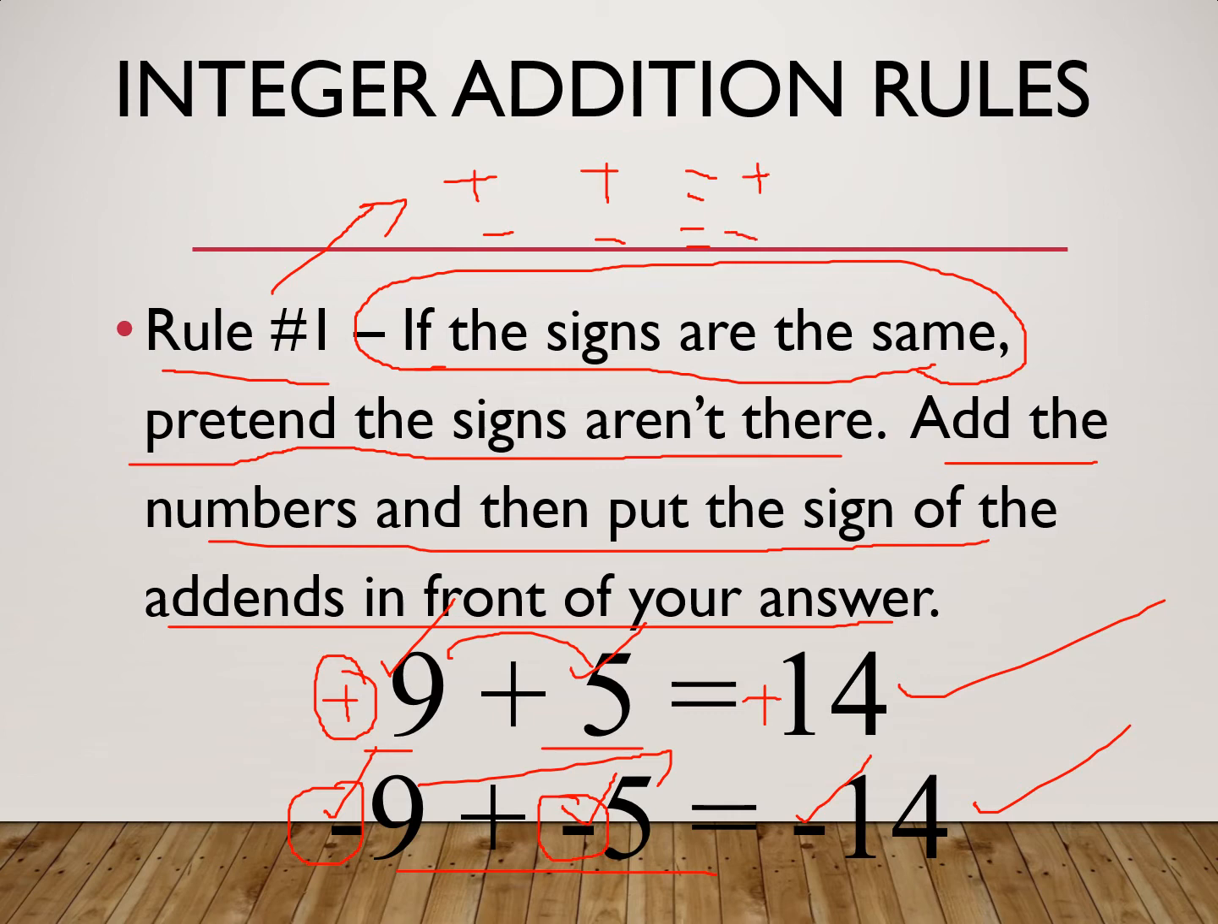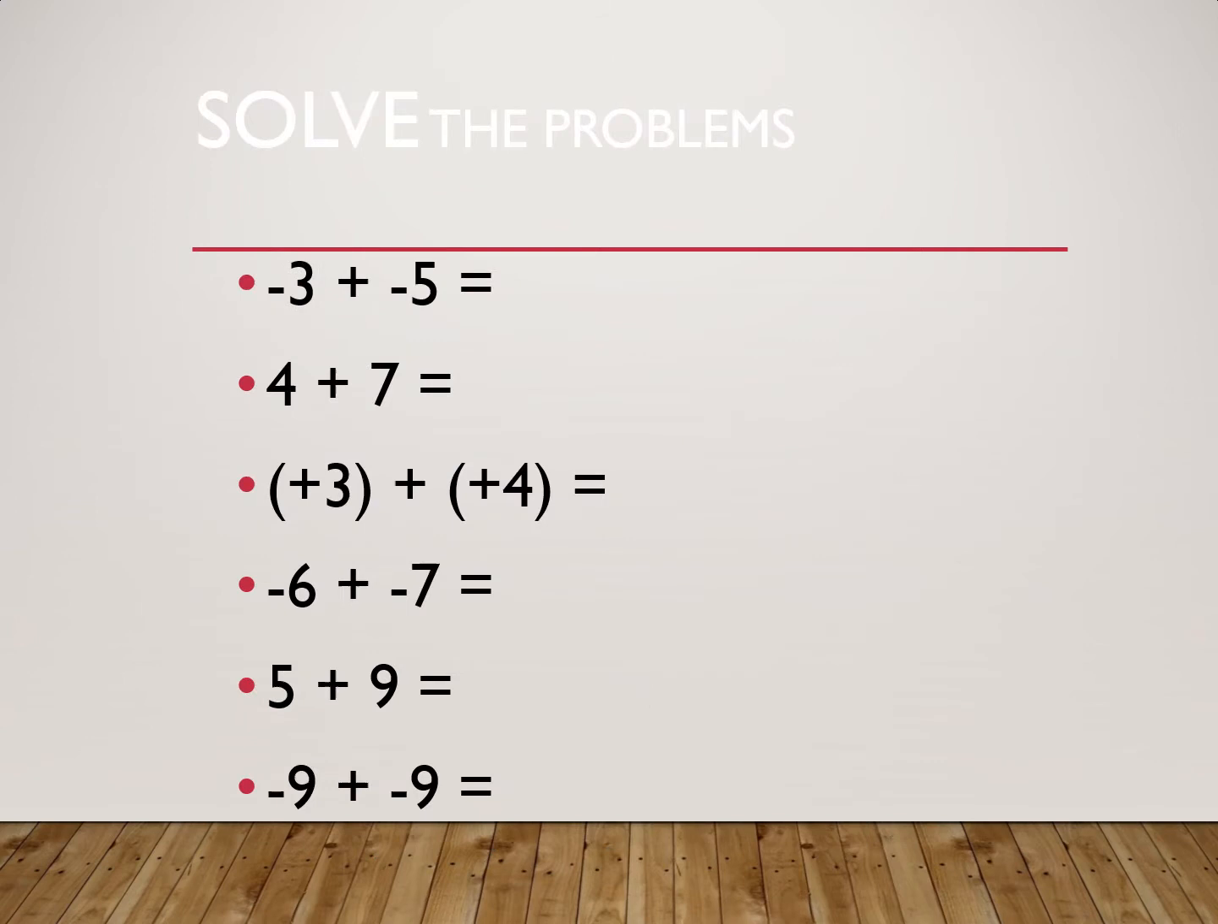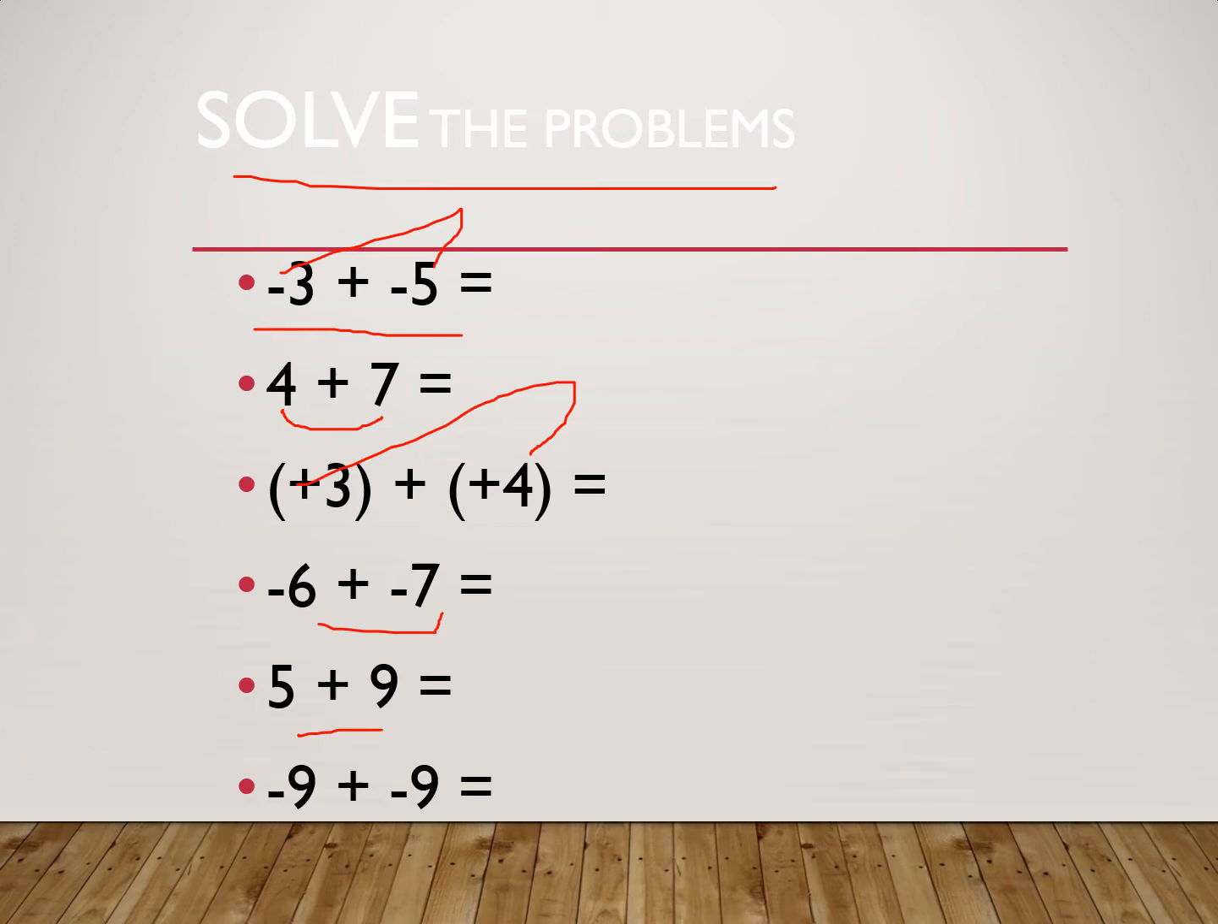Now solve the problems. You can try these questions. Here you can see they all have the same sign: negative, negative, positive. Here both have positive sign, both have negative sign, both have positive sign, both have negative sign. I hope you all can add them very easily and try them as practice questions.